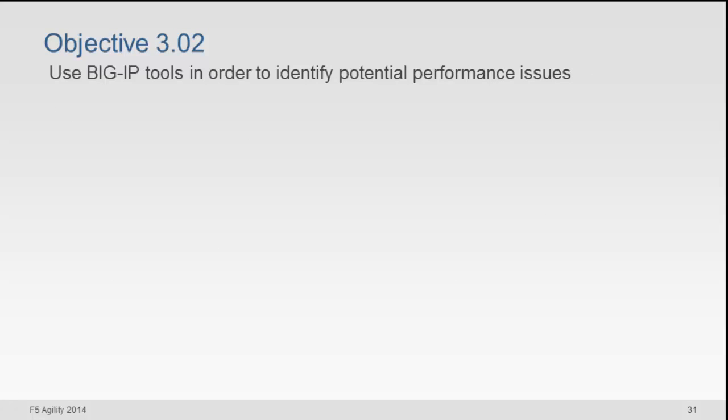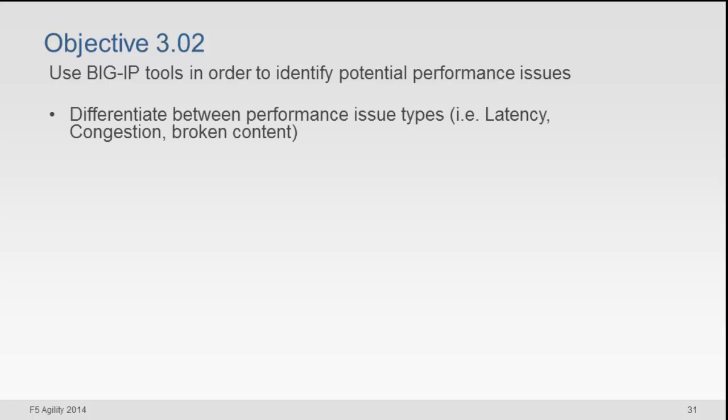All right, objective 3.02. Still using our BIG-IP to troubleshoot potential performance issues. This section is going to ask us to differentiate between different performance issue types like latency and congestion, broken content. Huge differences between latency and congestion. And if you guys are network engineers watching this, you're very familiar with what I'm talking about.